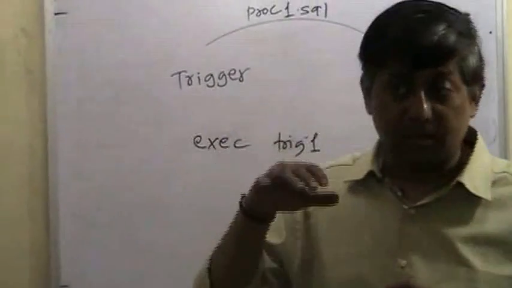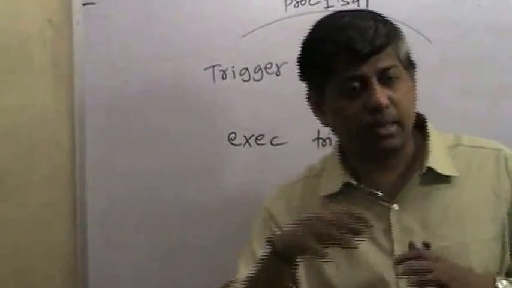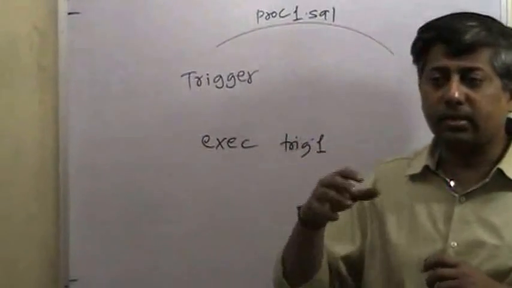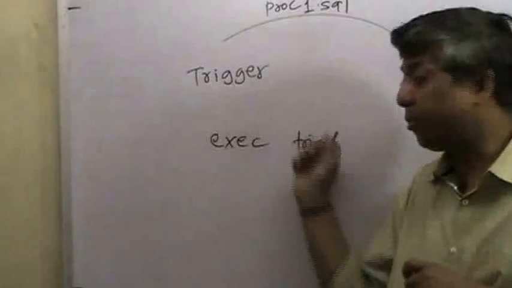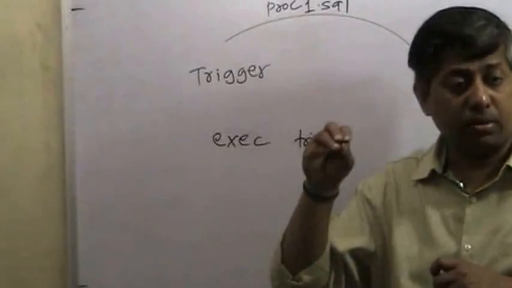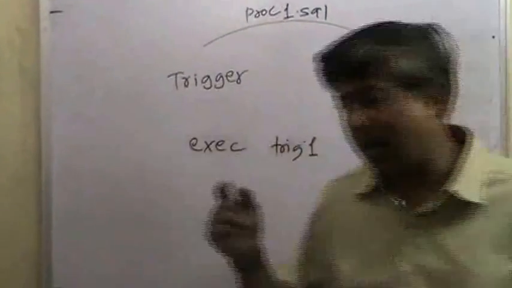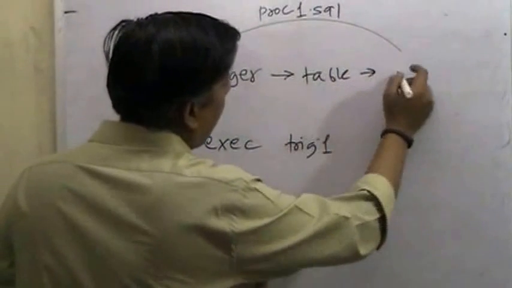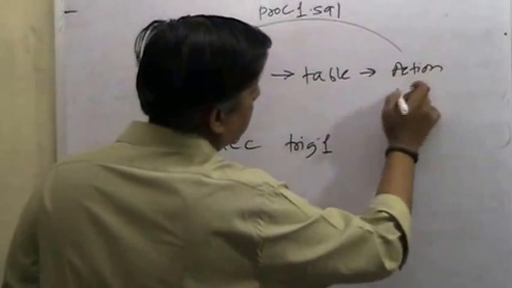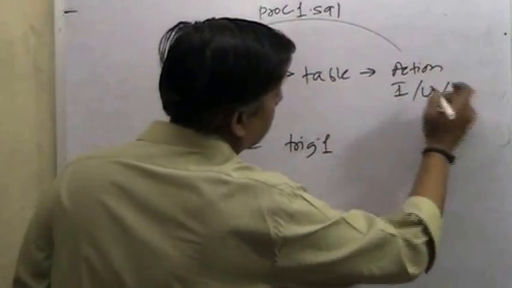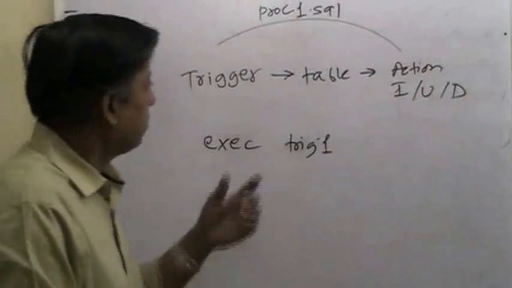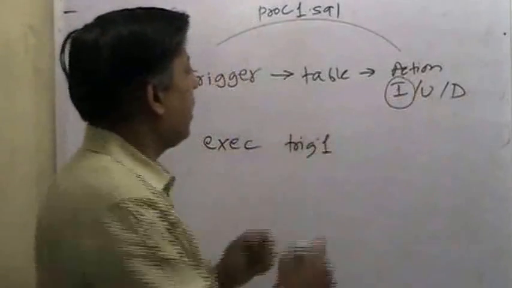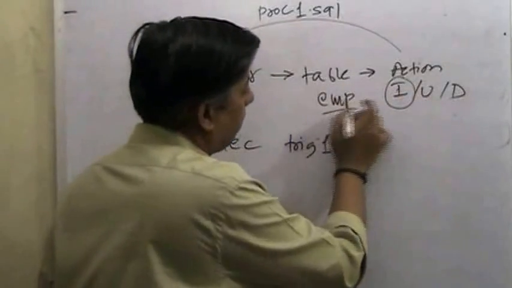So if somebody, not you, anybody who has access to that table, inserts a row into that table, and let us say you had already created a trigger program for that table, that trigger program is created for a table and on a specific action. The action is an insert or update or delete. So somebody has created an insert program for a table employee. So that is my trigger.